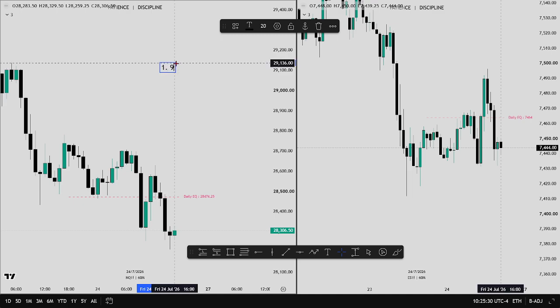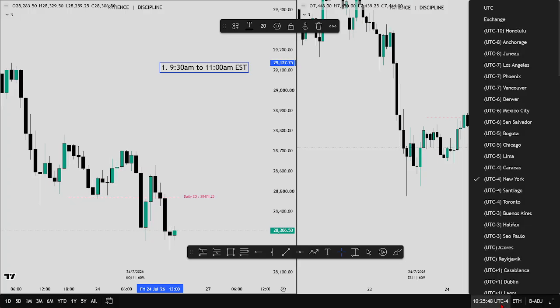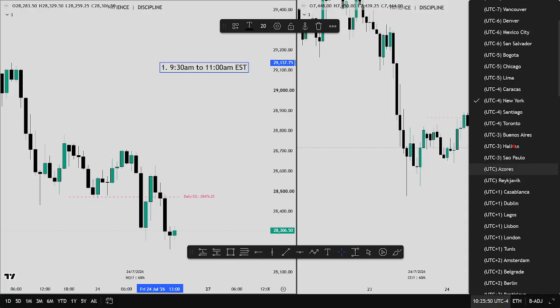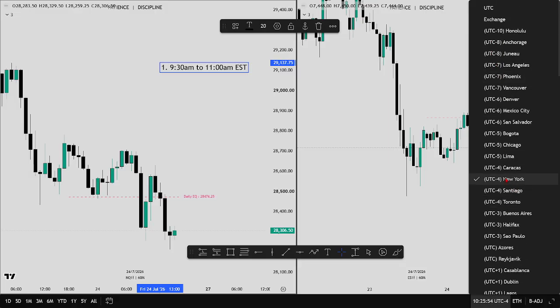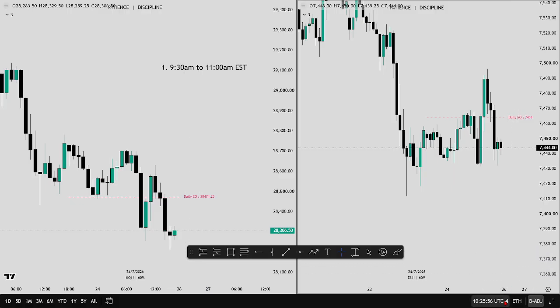I trade from 9:30 a.m. to 11 o'clock. This is Eastern time, that's UTC minus 4, as you can see at the bottom here. You need to change your time zone here to New York, UTC minus 4.